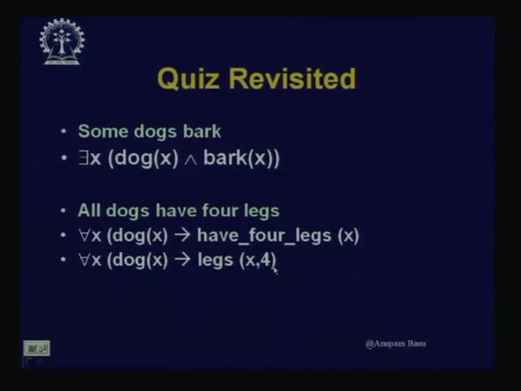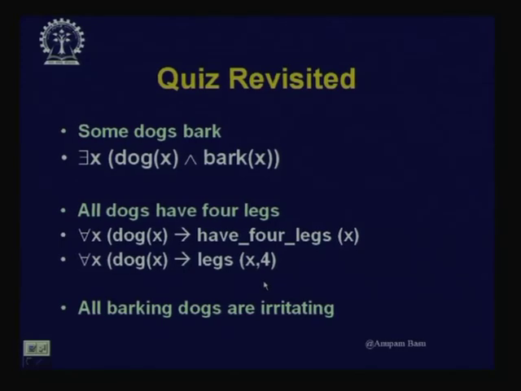Now, just a question for those of you who have noted it carefully: could I write this as for all x, dog x and have 4 legs x? Would it be correct, or is this a better representation? Just think about it. I hope you understand what I said. I said that here I have said for all x, dog x implies have 4 legs x. If I had written it as for all x, dog x and have 4 legs x, would there be any problem? That is another issue. I leave it to you to think.